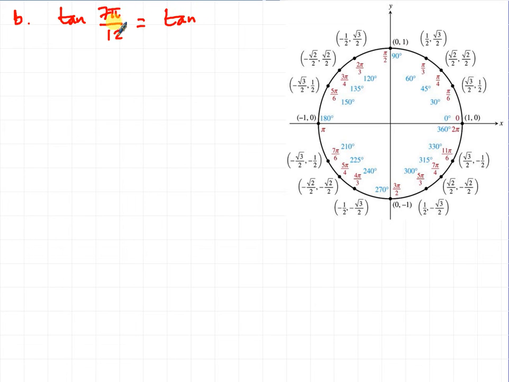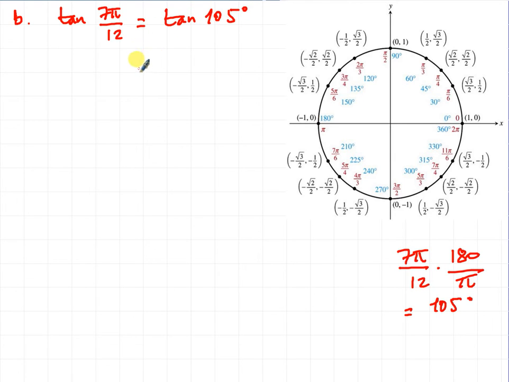Seven pi by 12, I guess it's more convenient to change this to degrees. If we need to change this to degrees, I multiply by 180 and divide by pi. This would be equal to 105 degrees. So tan 7 pi by 12 is the same as tan 105 degrees.